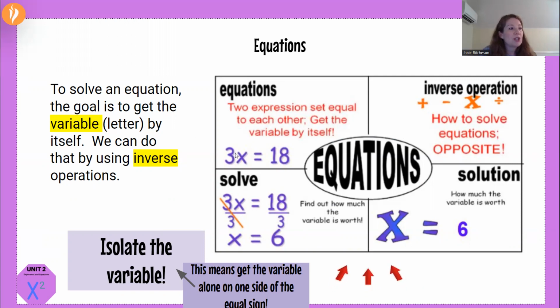So here we have an equation, 3x is equal to 18. To get the x by itself, we would do the opposite of what is happening to x. So right here, 3 is being multiplied by x. So the opposite of multiplying by 3, we would divide both sides by 3, which is what they do right here. So 3 divided by 3 is 1, and 1 times x is x. On the other side of the equal sign, 18 divided by 3 is 6. So the value of x is 6.